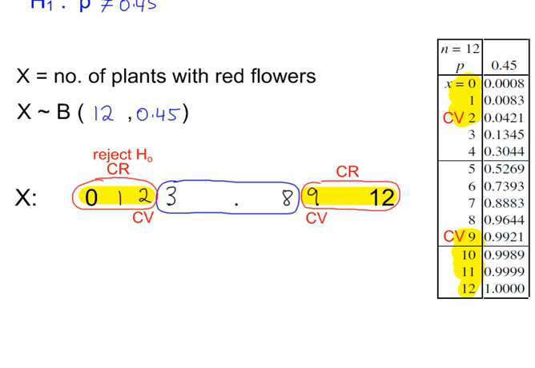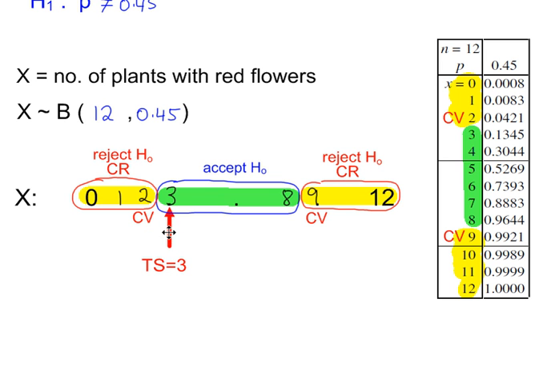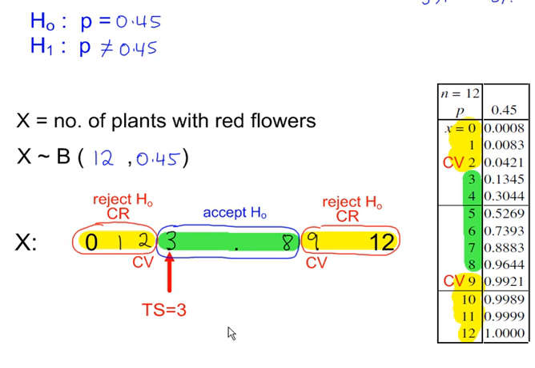So we reject H0 here, we reject H0 here, and we accept H0 in the center. And the acceptance region is from 3 up to and including the 8. So this is the acceptance region. Our test statistic is 3. Clearly that falls in the acceptance region, so we're going to accept H0 and conclude that there is no significant evidence of a change in the population proportion of red flowers.